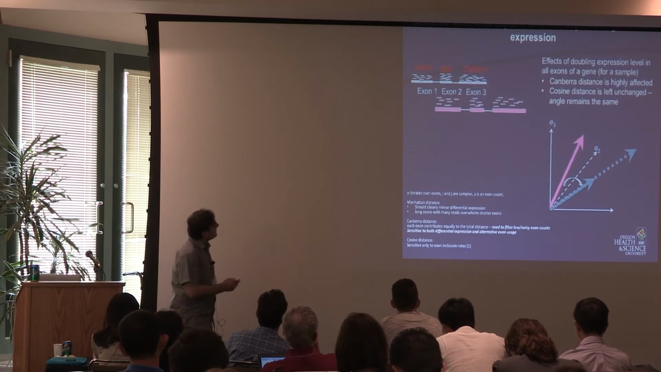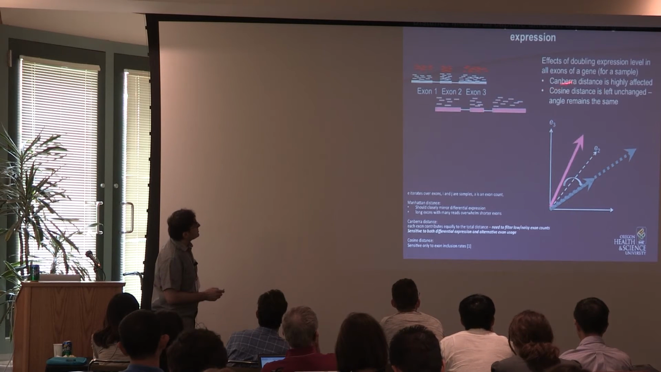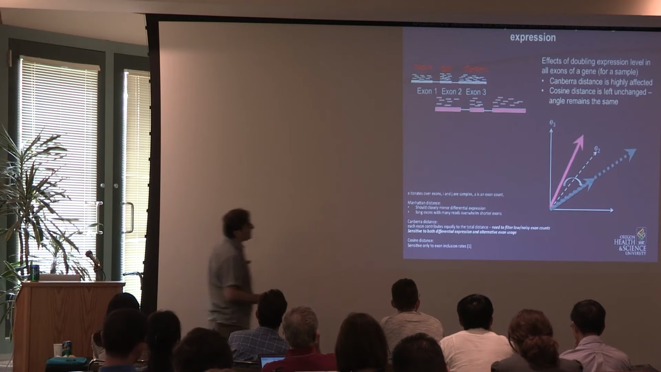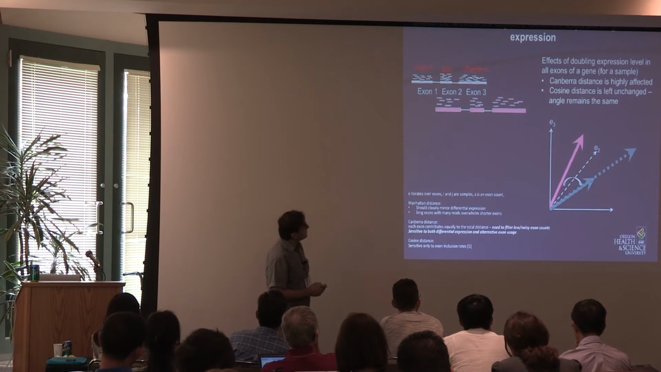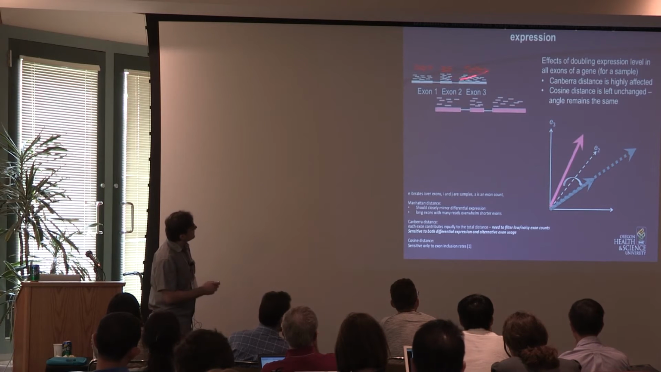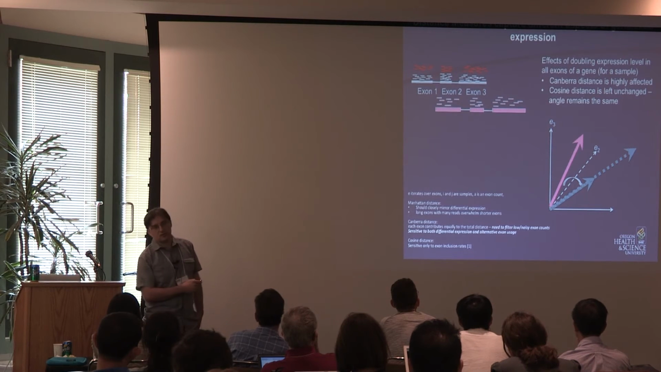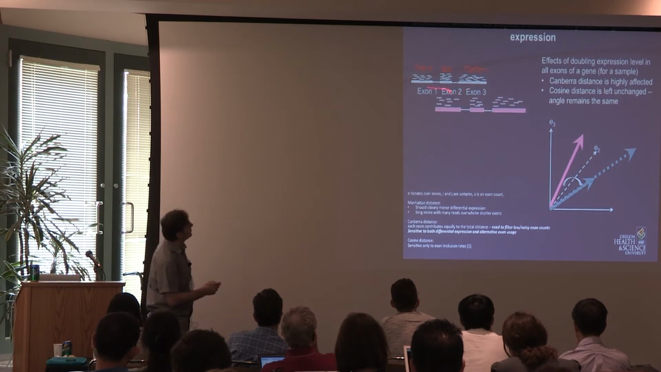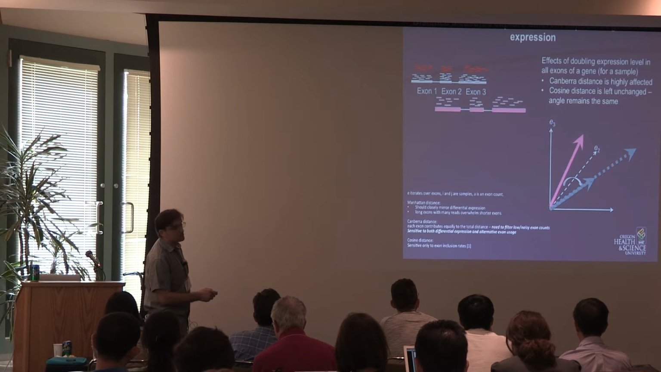So I mentioned that different distance measures capture different kinds of biological aspects of your data. Imagine that for one of your samples, you double the expression level of the gene and of each exon. So what happens with this vector here? All of a sudden, it becomes twice the length, right? But the angle doesn't change.